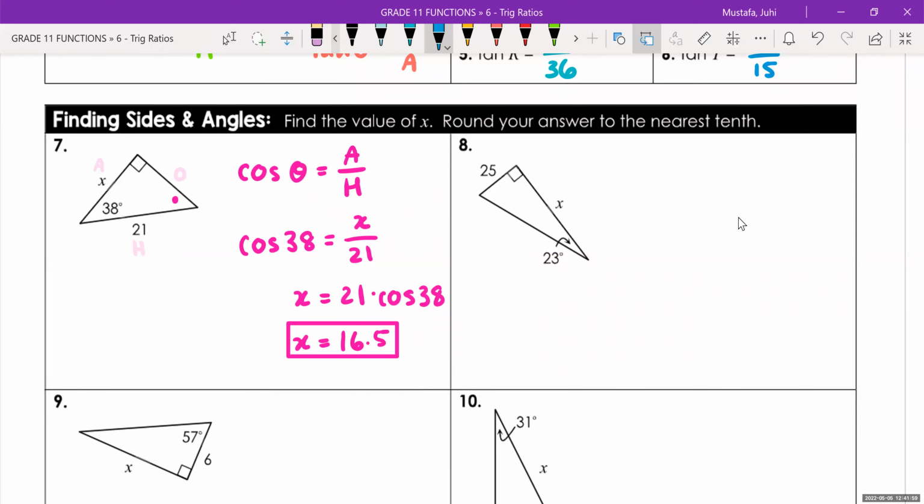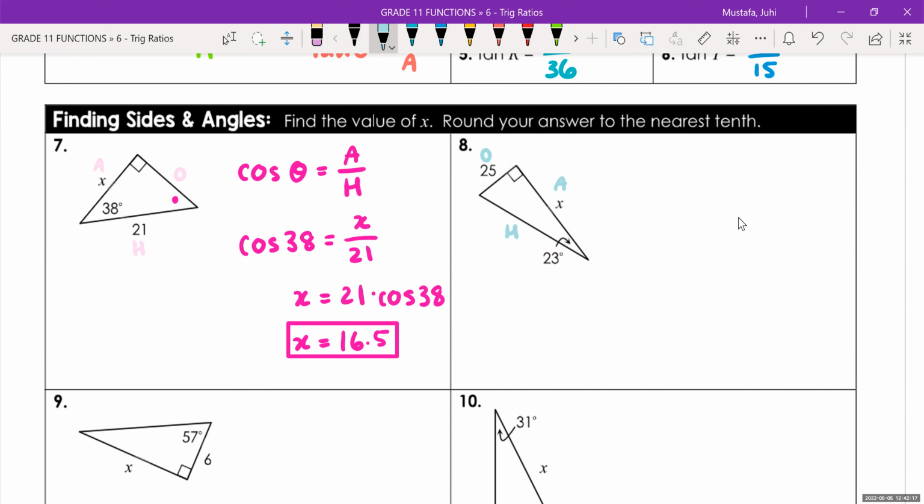Okay, so for question number 8, they've given us an angle, 23 degrees. According to that angle, I'm going to label my triangle. So this is going to be the opposite side length. This will be the adjacent side length. And the hypotenuse is going to be over here.